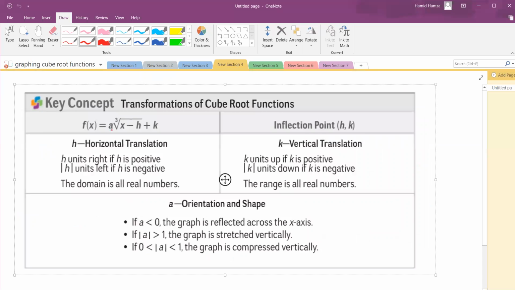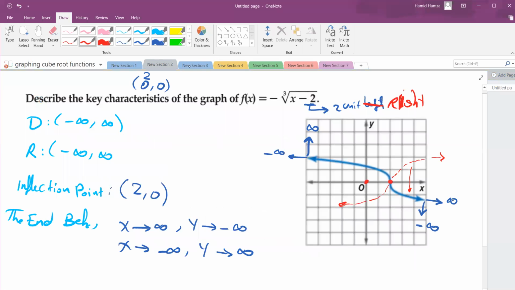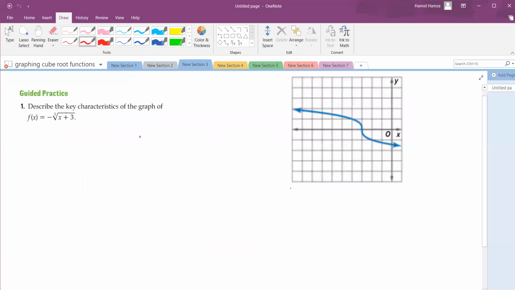So let me show you a table. Yeah, this table, guys, shows you everything. The inflection point: we take the number with x with the different sign, and the number outside the root with the same sign. So it gives you the inflection point, which is h and k. Okay, guys. So let's go back again.